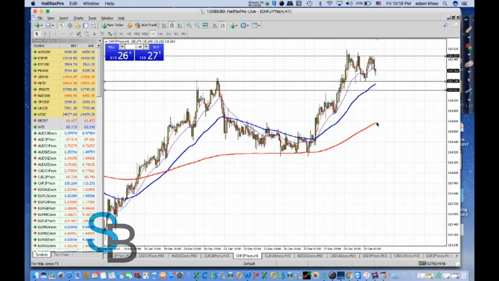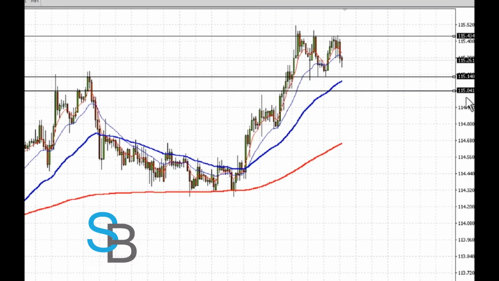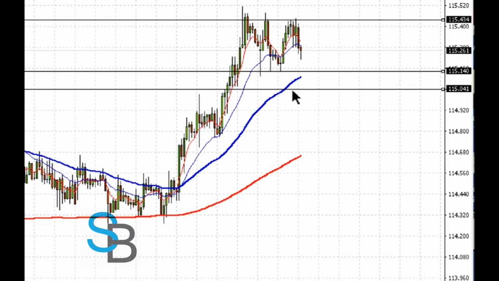So H1 is aligned to M15. They must always be aligned. They both must be on a clear uptrend. And you can see that on the hourly candles, if I place my stop loss at 115.04, which is this line over here, it is below the 50 moving average. And again, that gives me an added buffer of support to protect my stop loss.